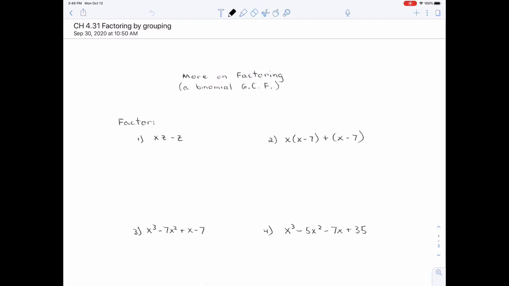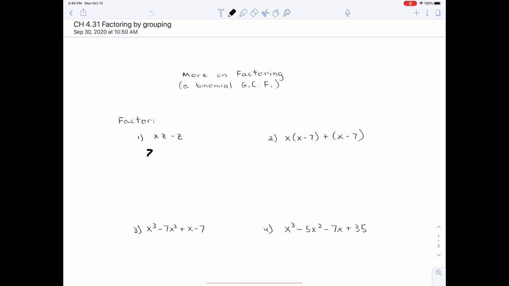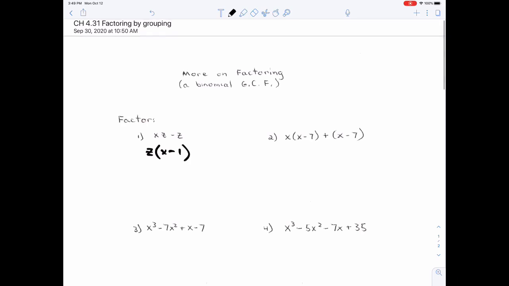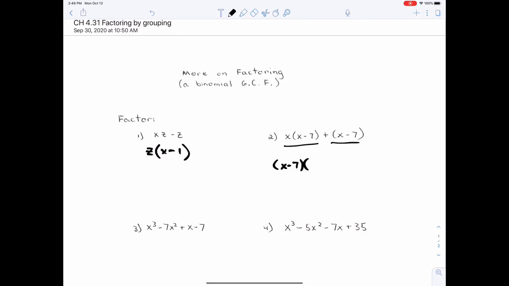Okay, so let's take a look at number 1 and 2 we've already done before. What's the greatest common factor here? z. Again, very important, write down the z first, the greatest common factor first. And what happens when you pull out the z? You get x minus 1. Same idea here. There are two terms, but what is the greatest common factor? Here's the first term, here's the second term. What's common to both of those? x minus 7. Write it down first. And what happens after you pull an x minus 7 out of each of those? You get x plus 1.